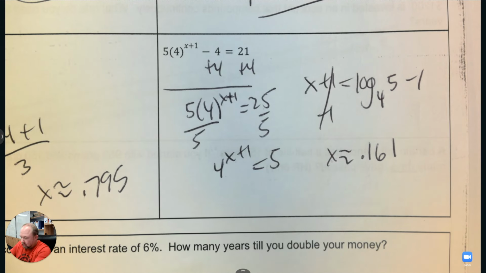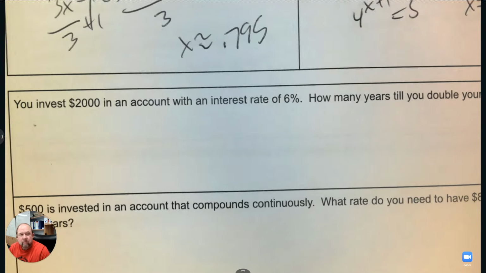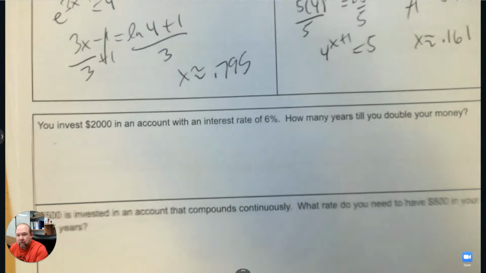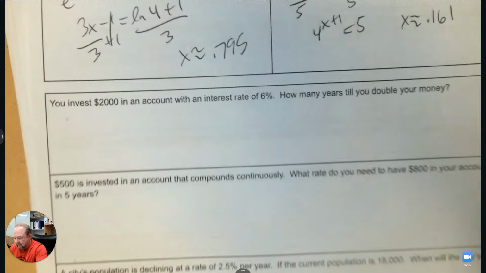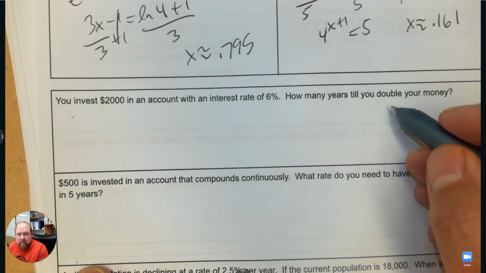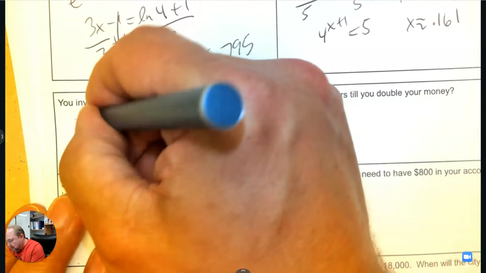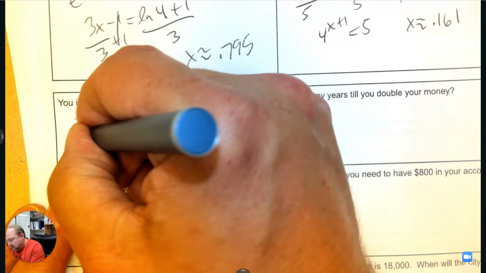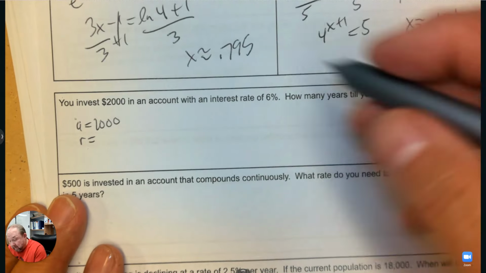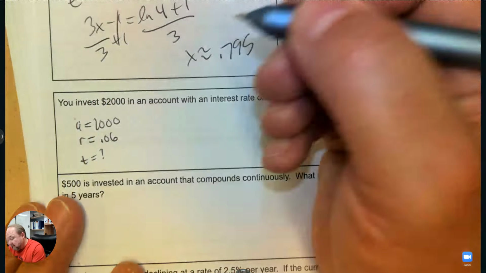All right, now we get into the stories. I like math stories. You invest $2,000 in an account with an interest rate of 6%. How many years till you double your money? So this is a growth question. So A is your original amount. R, we don't know, right? Well, actually, we do know R. R is 6%, so it's 0.06. T is what I don't know.